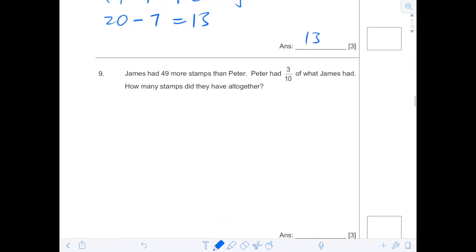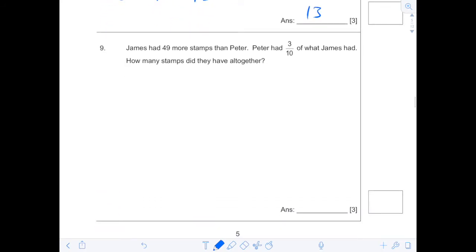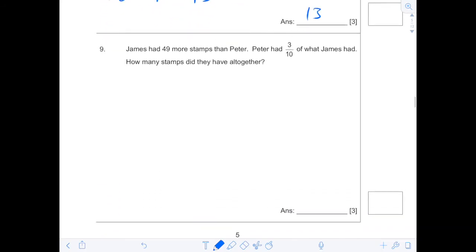Okay. Now for question 9, James had 49 more stamps than Peter. Peter had 3/10 of what James had. How many stamps did they have altogether? Well, I would prefer to use a ratio method whenever it comes to fractions because it saves a lot of time rather than drawing a model.